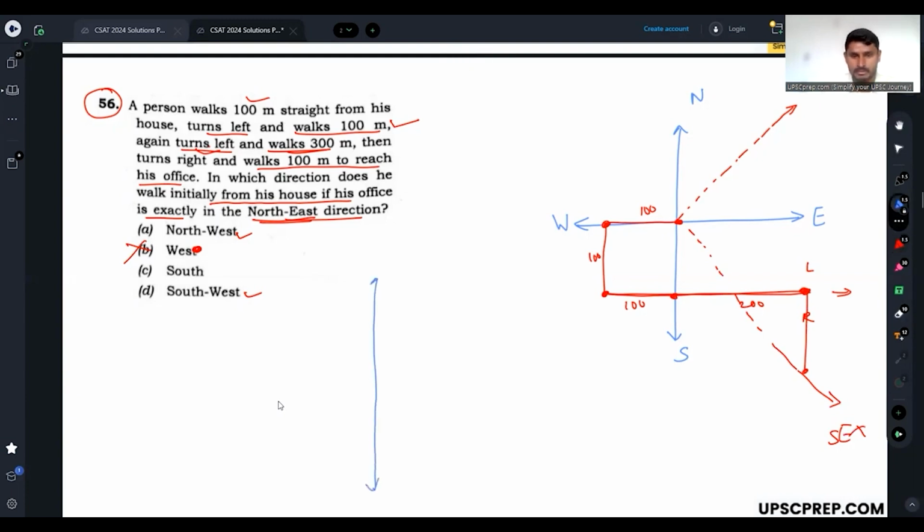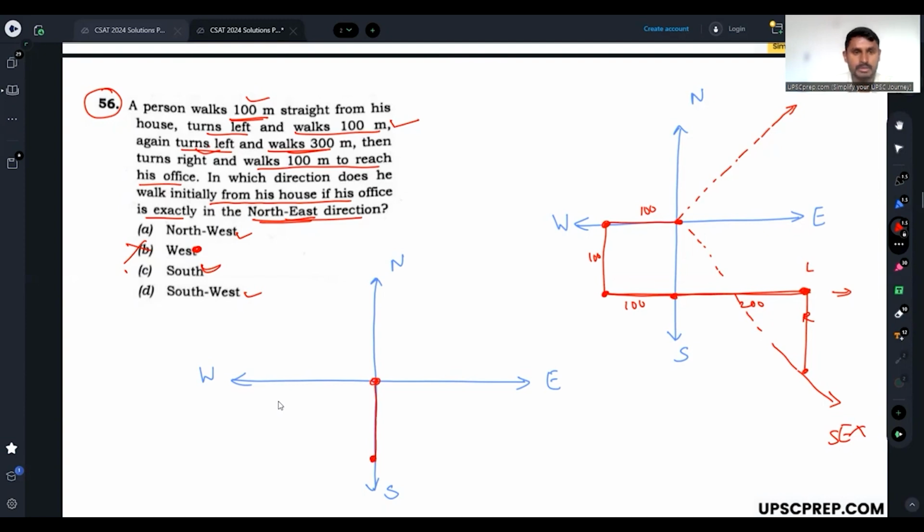For option C, what I will do is draw a separate direction diagram here. Okay. North, south, east, west. Okay, let's start this journey again from the first point, but now in the south direction. Let's check the south direction now. Let's say he is walking for 100 meters in the south direction.